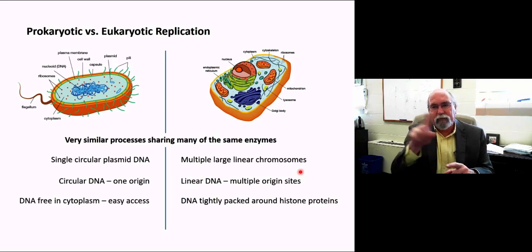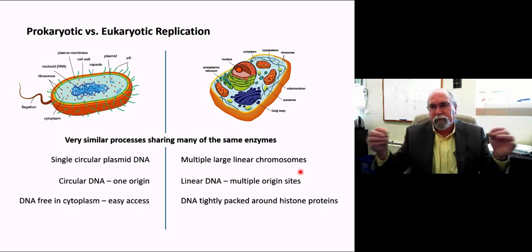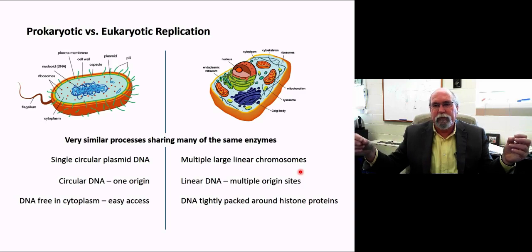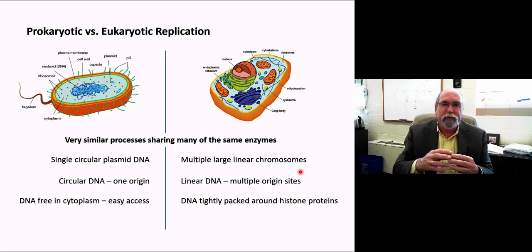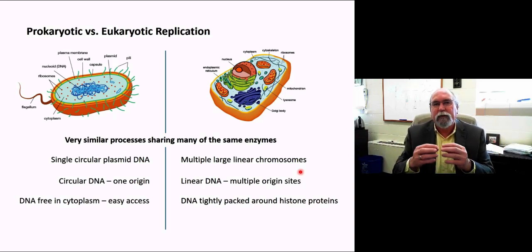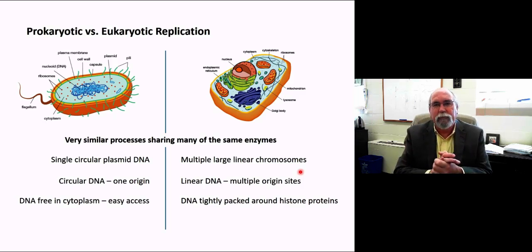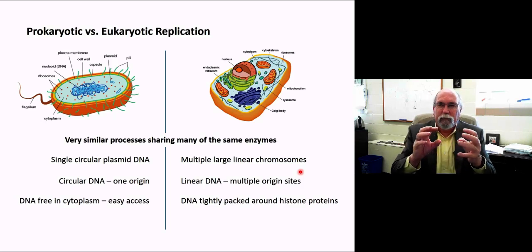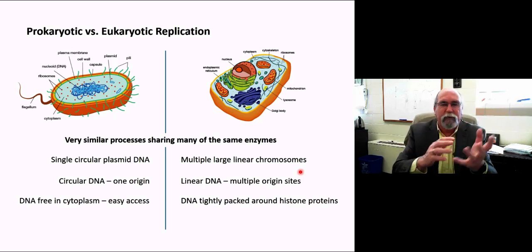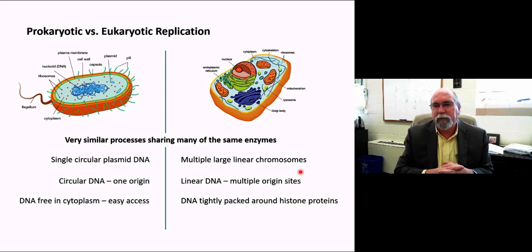Prokaryotes tend to have large circular plasmid DNA. Eukaryotes have chromosomes, these long things. We have one origin usually in a prokaryotic system. In a eukaryotic system, we have thousands of origins along the way. The DNA found in prokaryotes has no nuclear membrane for the most part, so the DNA is just floating around, available to be worked on.